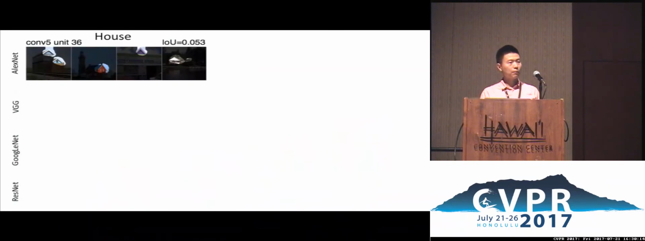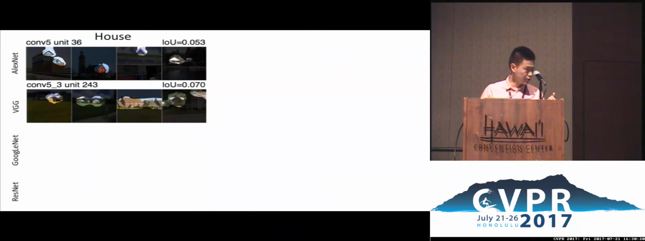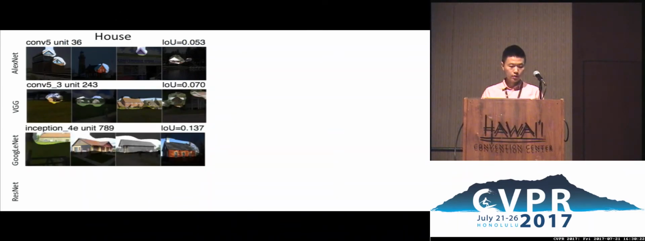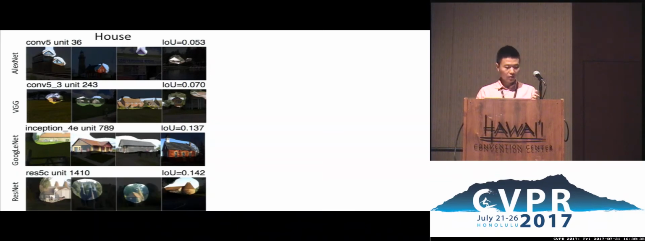Here we show some sample units. Here is a unit detecting the house in AlexNet, a house detector in VGG, a house detector in GoogleNet, and another house detector in the residual network. You can see those house detectors have different IOUs. They keep increasing as the network gets deeper. Also, the residual network can detect a more compact house, compared to the AlexNet house detector, which can only detect the top of the house.